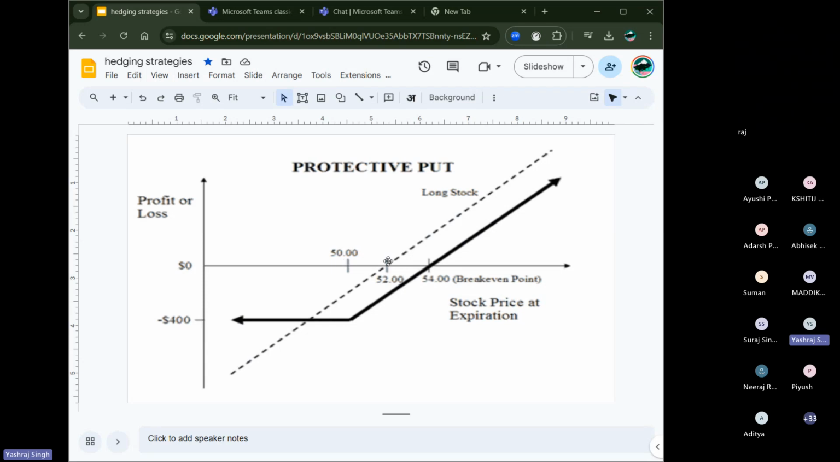So we bought a stock at 52 rupees. We bought a put with a strike price of 50 rupees. That means if it goes below 50 rupees, your losses are capped. Even if it goes to zero, the losses won't be more than this amount of money, whatever that amount is. I think in this example, we are assuming 100 quantities that we bought, right?